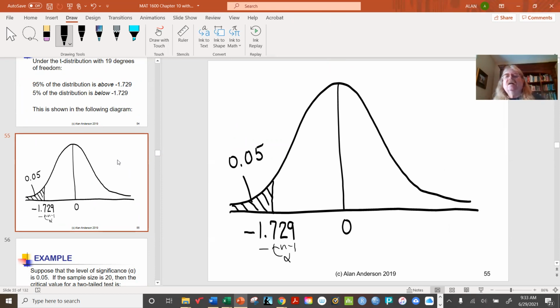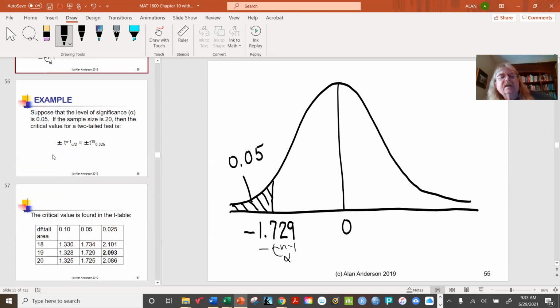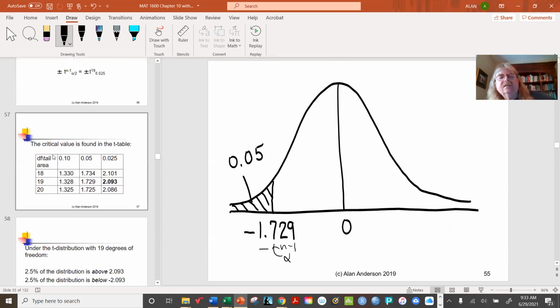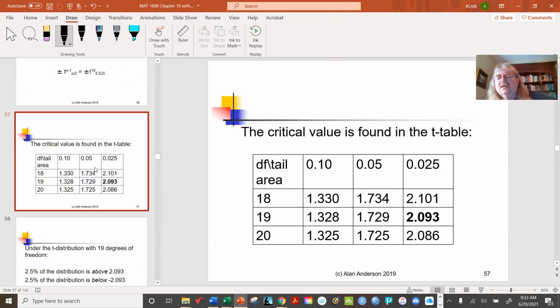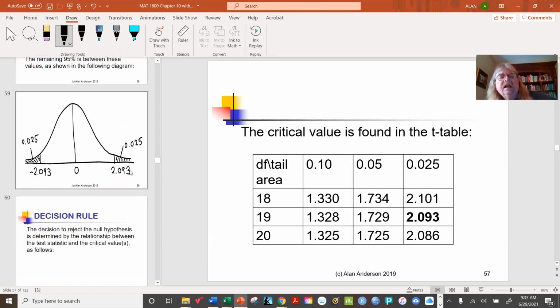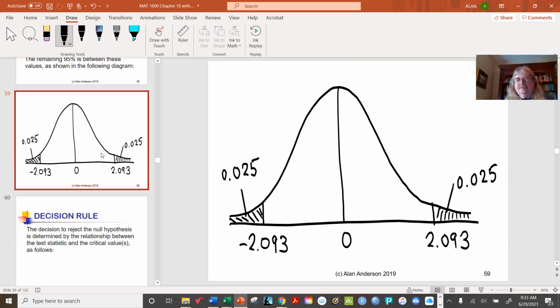And I'm sure you can guess what's coming next. We have to have the two-tailed case. So we go back to the table, and for two-tailed, where only 2.5% is in either tail, the critical value becomes 2.093. And so this is what we end up with.